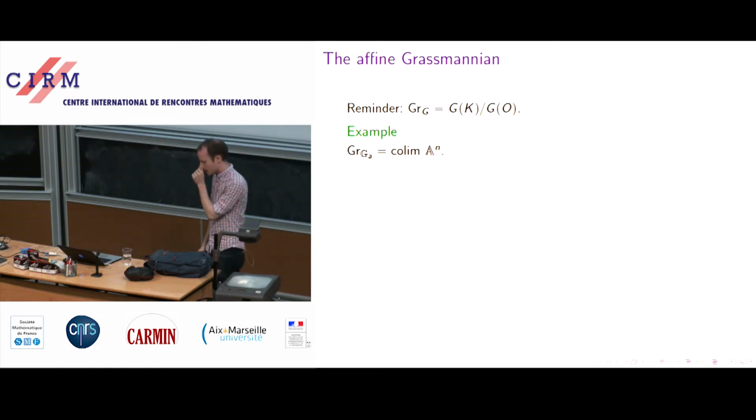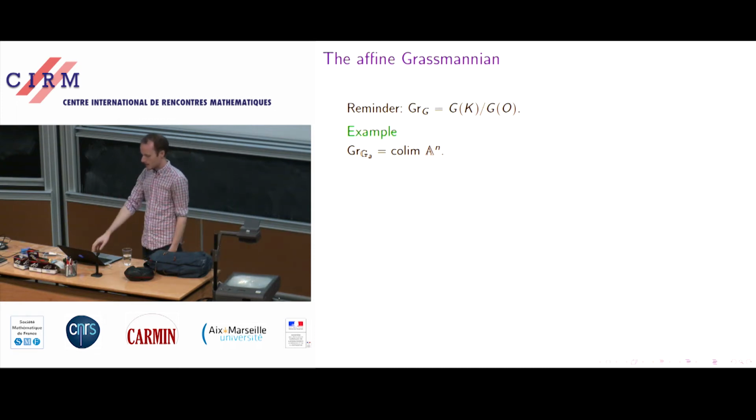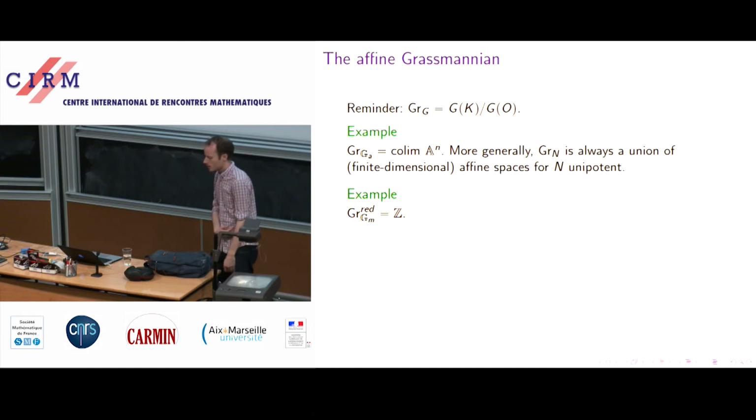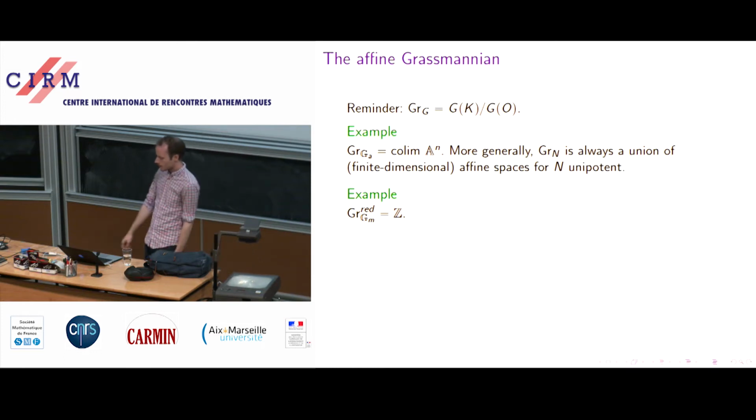So some examples of this affine Grassmannian. For G_a, this thing is a union of affine spaces. That's a feature which always holds true for unipotent groups, just by easy reduction to the G_a case. For G_m, at the reduced level, it's just the integers, and that's all we're going to need today.